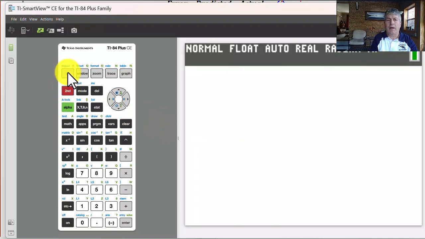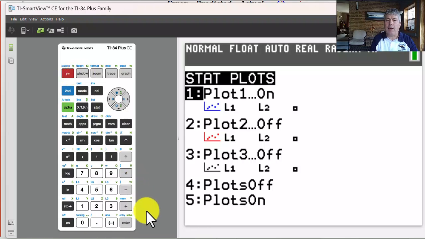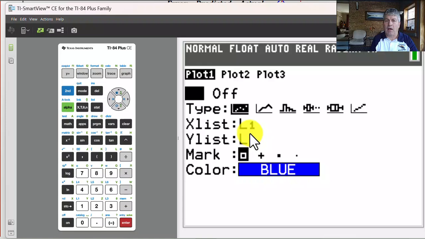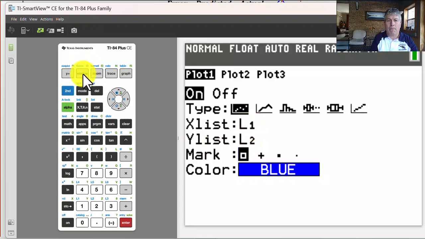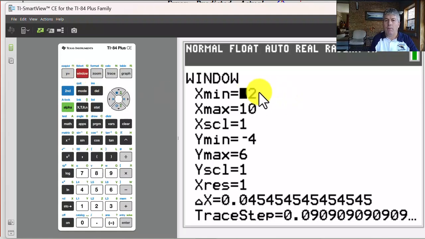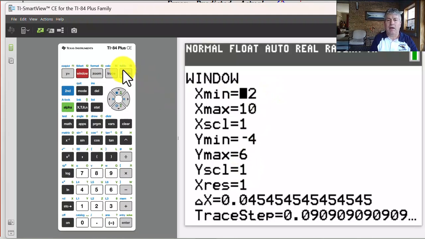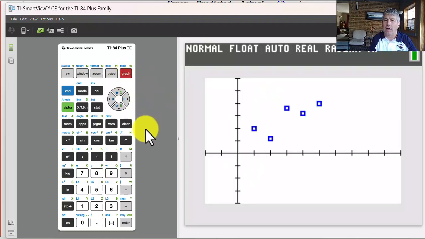So after I enter my list, I'll go to stat plot, I'll turn on plot 1, and I see plot 1 is on. I'm going to draw from list 1 and list 2. I will check my window. My x's go from -2 to 10. My y's go from -4 to 6. That seems to fit my data. And then I can go ahead and graph my scatter plot.